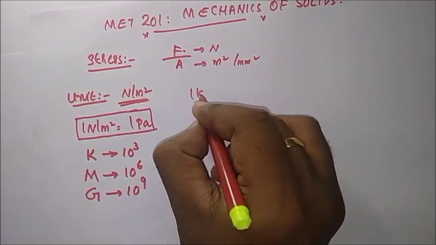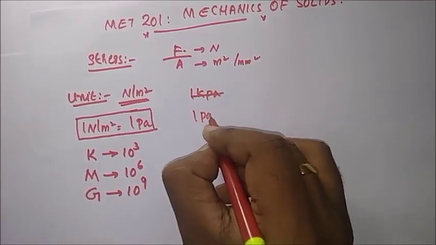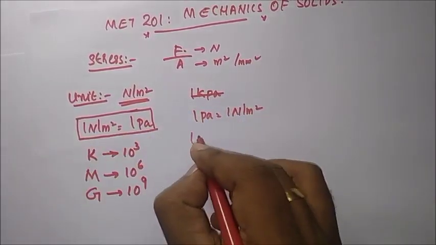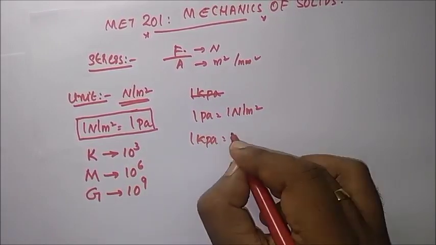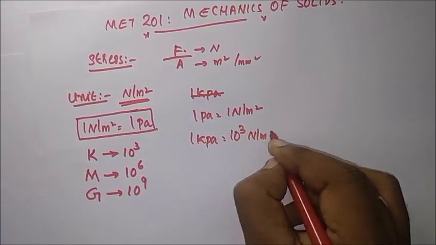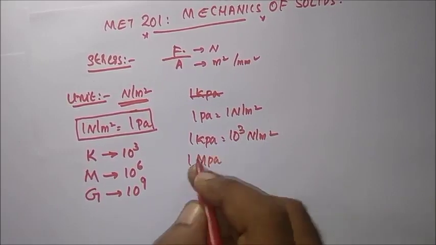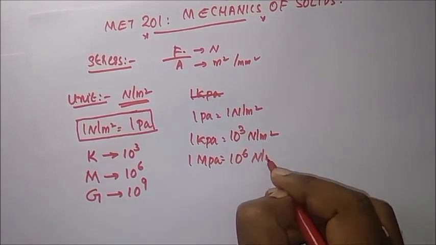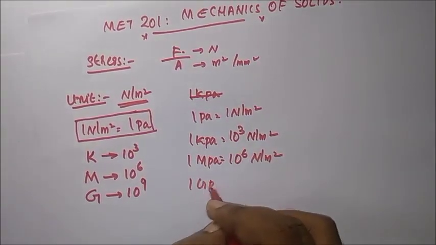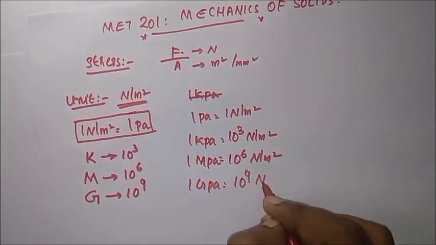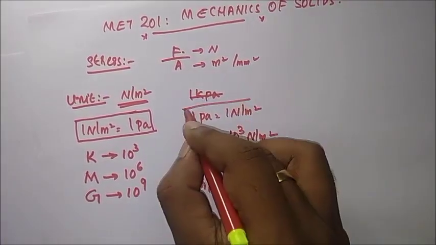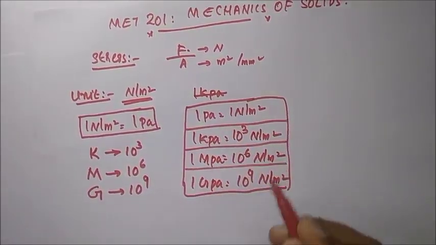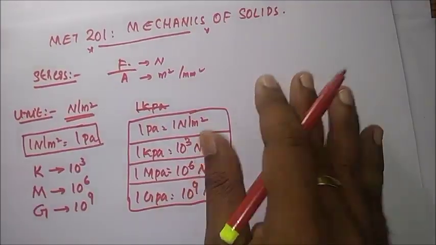Then 1 Pascal is equal to 1 Newton per meter square. 1 kilopascal is equal to 10 raised to 3 Newton per meter square. 1 megapascal is equal to 10 raised to 6 Newton per meter square. 1 gigapascal is equal to 10 raised to 9 Newton per meter square. That is the important conversion: kilopascal, megapascal, gigapascal.